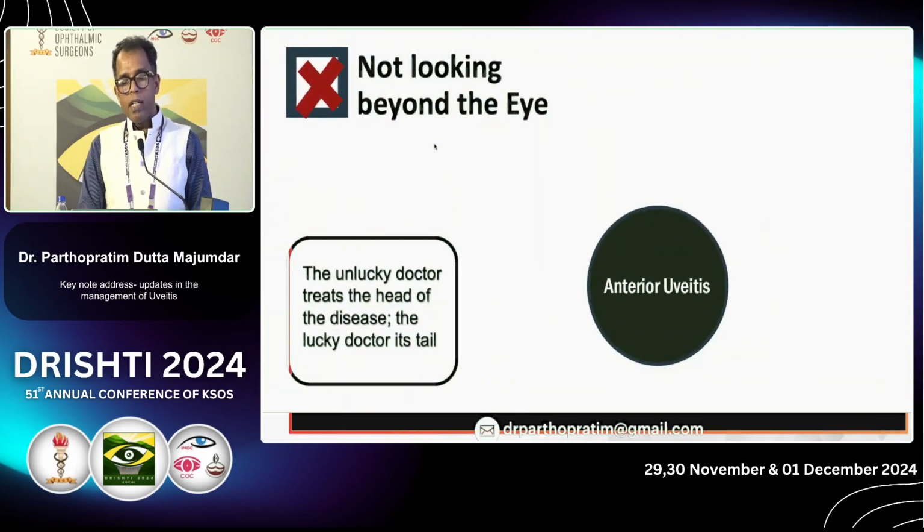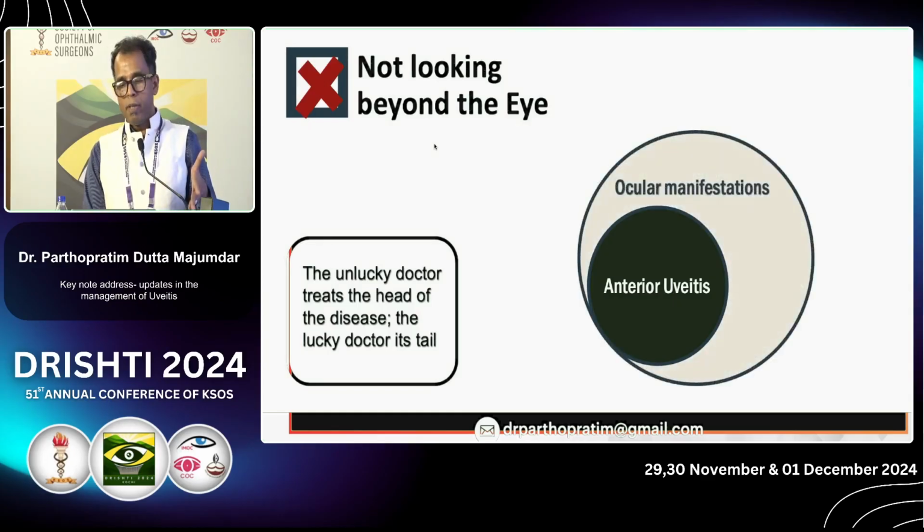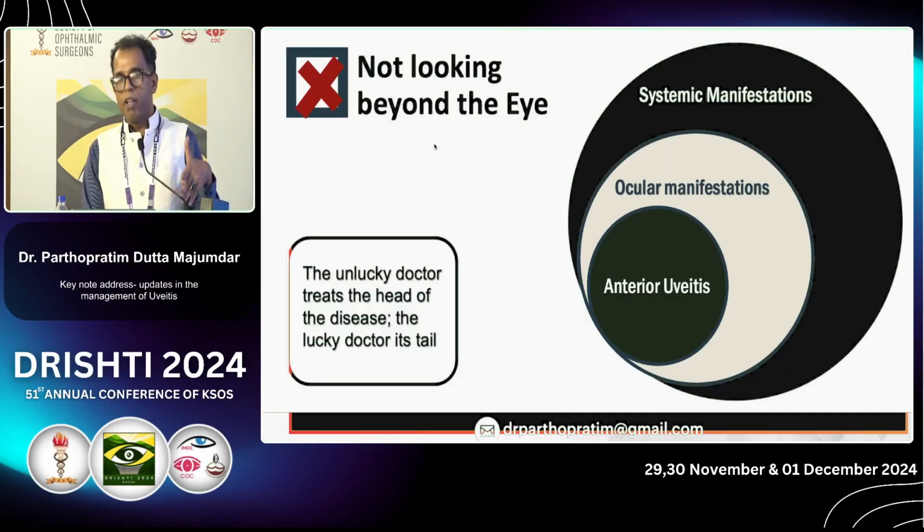Second important thing is that always look beyond the eye. Sometimes what happens, we don't look beyond the eye and only treat that eye. For example, a patient of anterior uveitis, if you don't try to delineate how far the spectrum is, you will miss the other ocular manifestation. And if you don't take care of all these things, then you will miss the systemic manifestation also.